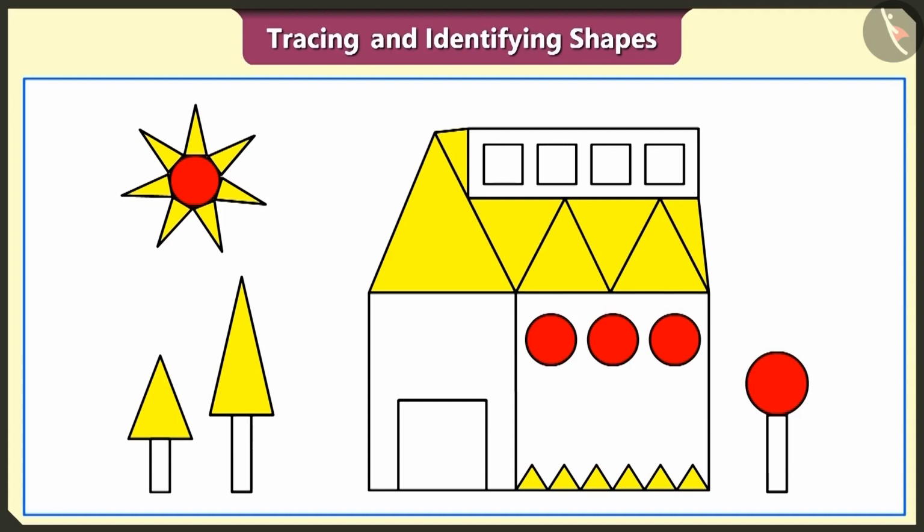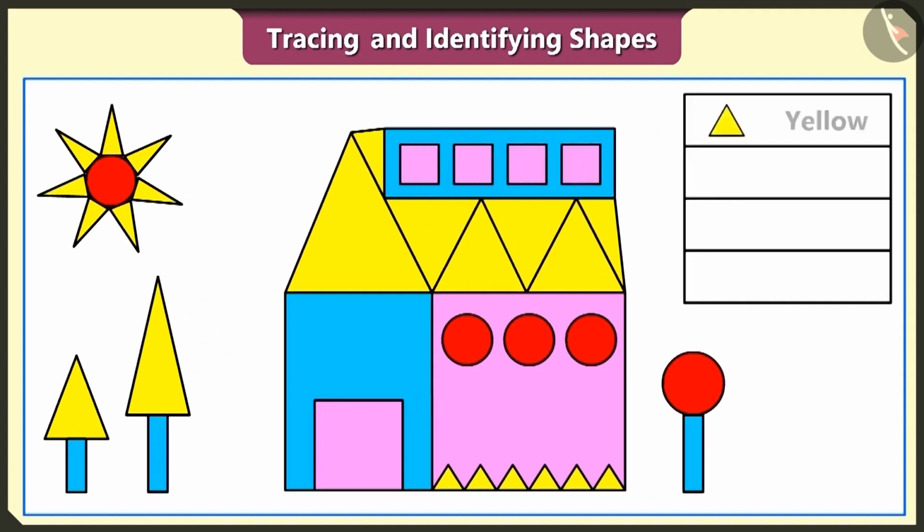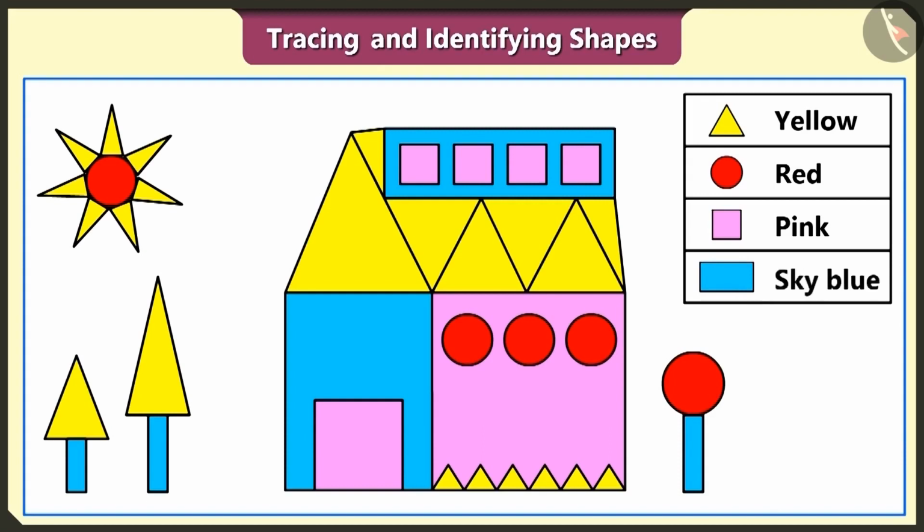Look, there are several square shapes in this figure. We will fill in the square shapes with pink color. Thumbkin, is there any shape yet to be filled with colors? The rectangle shape. You are right. Now we will fill the rectangle shapes with sky blue color. Yes, look, Pointer. We have filled the triangles with yellow, the circles with red color, the squares with pink, and the rectangles with sky blue color.